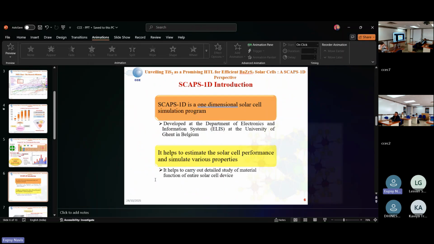SCAPS-1D is a one-dimensional solar cell simulation program, which is developed at the Department of Electronics and Information Systems at the University of Ghent in Belgium. So it helps to estimate the solar cell performance and simulate various properties, and it also helps to carry out a detailed study of the material function of the entire solar cell device.